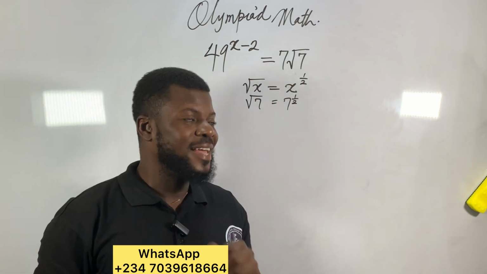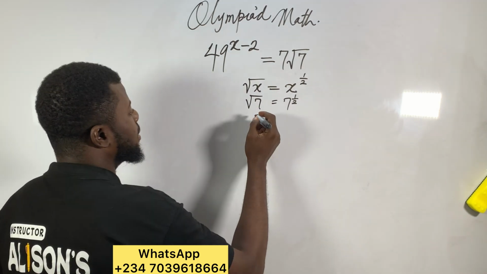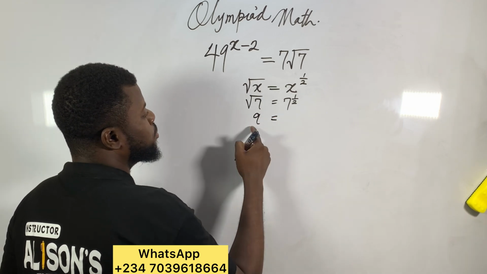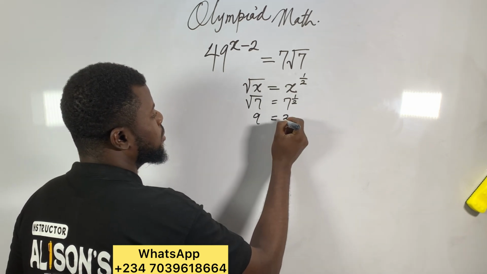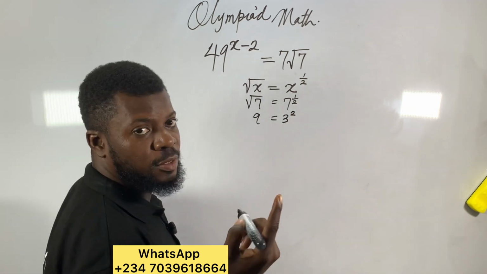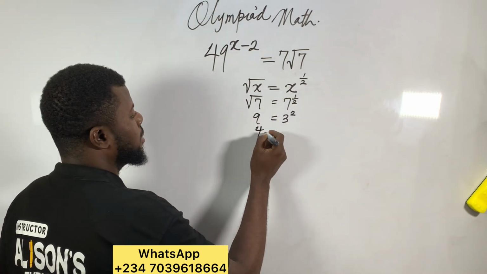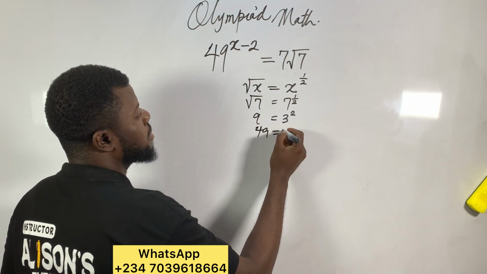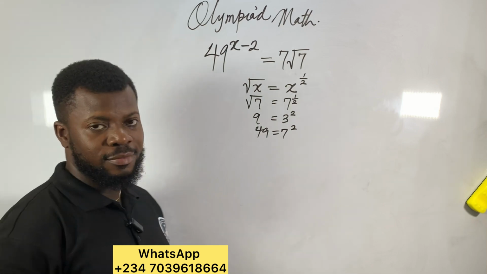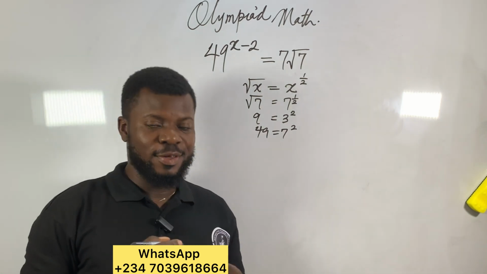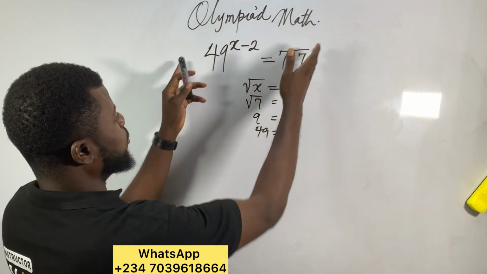Don't forget that one. Again, if you get something like 9, you can still put 9 as 3 raised to the power of 2. So if you get something like 49, you can still keep it as 7 raised to the power of 2. Don't forget that one. Okay, let's apply this knowledge to this question.